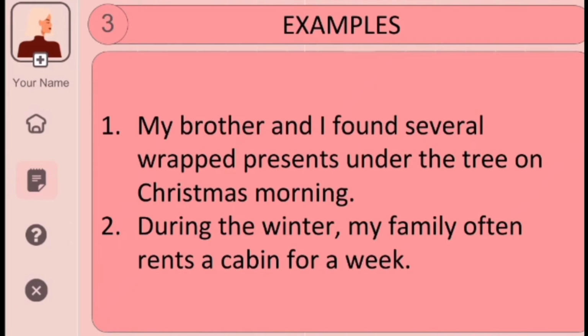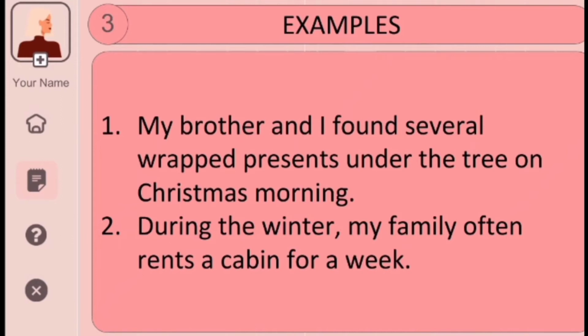The second prepositional phrase is on Christmas morning. On Christmas morning tells when we found that, and again, because it's telling when, which is an adverb question, that too is going to be an adverb phrase in the sentence. You get that? Number 2, during the winter.